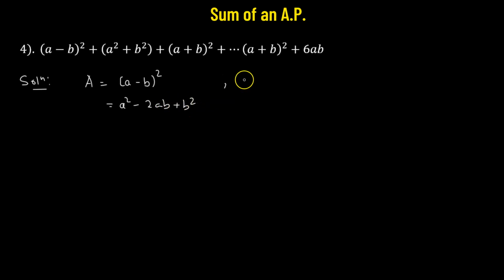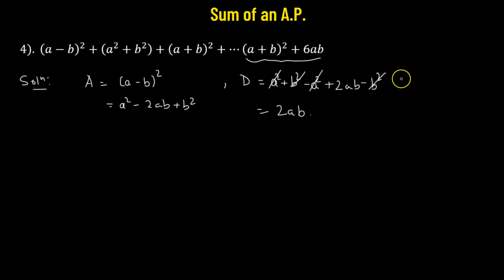Then let's also find out the common difference. We'll express it by using the letter D in uppercase. This will be equal to the second term, which is a squared plus b squared. And from it, we're going to subtract the first term. So we'll have negative of the first term. So this is going to give us negative a squared plus positive 2ab minus b squared. So here a squared and negative a squared get cancelled. b squared and negative b squared go away. So we are left with positive 2ab. So this is the common difference.